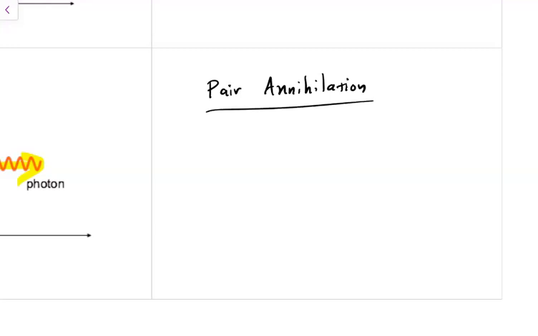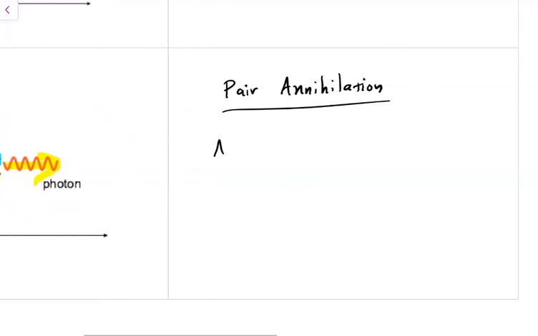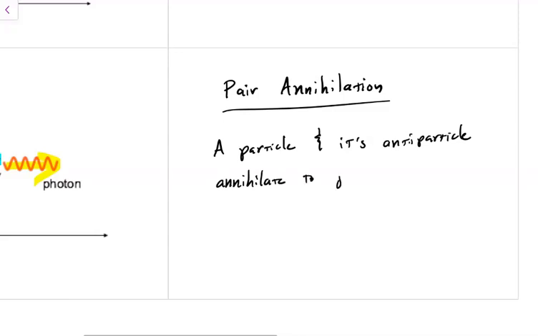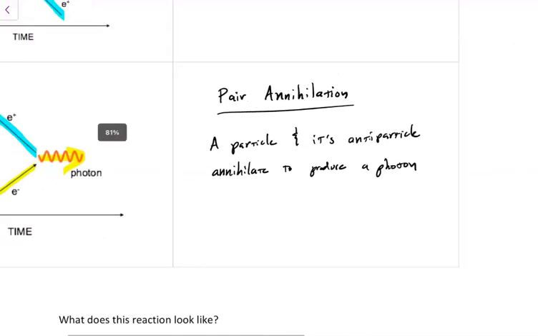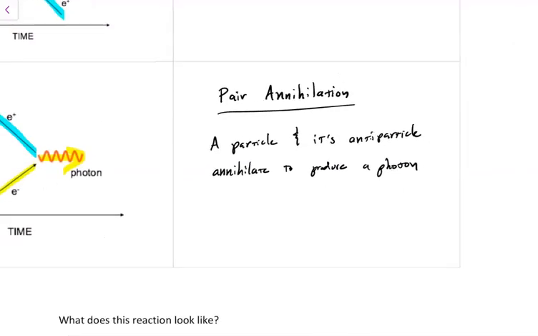And really this can happen with anyone. In this case, it's an electron, but you can say a particle and its antiparticle annihilate to produce a photon. Because a particle and its antiparticle are equal and opposite in every way, when you combine them together, you just pretty much create energy. Or the opposite, energy can create both a particle and its antiparticle.